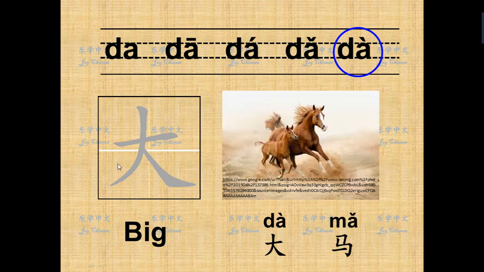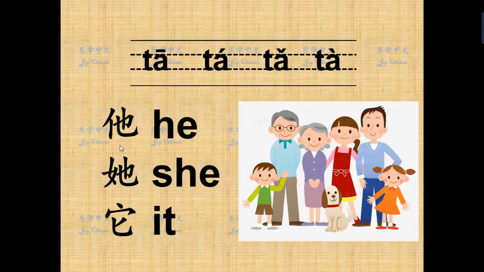So how are you going to write it? It has three strokes and is simple. Hopefully you can learn the writing from this video. The first stroke is a horizontal stretch. Then the second stroke, third stroke. So this is da, big. You can put this in front of everything you want to say is big.